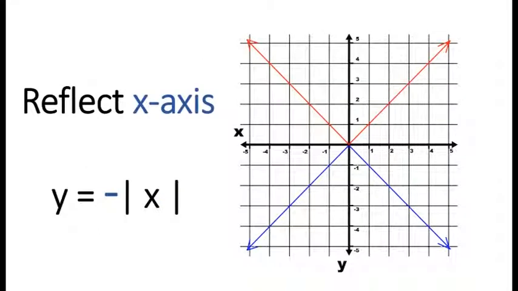Now, if I were to attach a negative to the outside, here, negative absolute value of x, I'm reflecting across the x. So my x-axis will look like a mirror and it'll reflect my graph down. As you see, my original is the red and the reflection is the blue. What I like to say is, when you're outside, so the negative is outside, what do you usually have? Shadows. So you're casting a shadow here. You're reflecting down onto the ground.